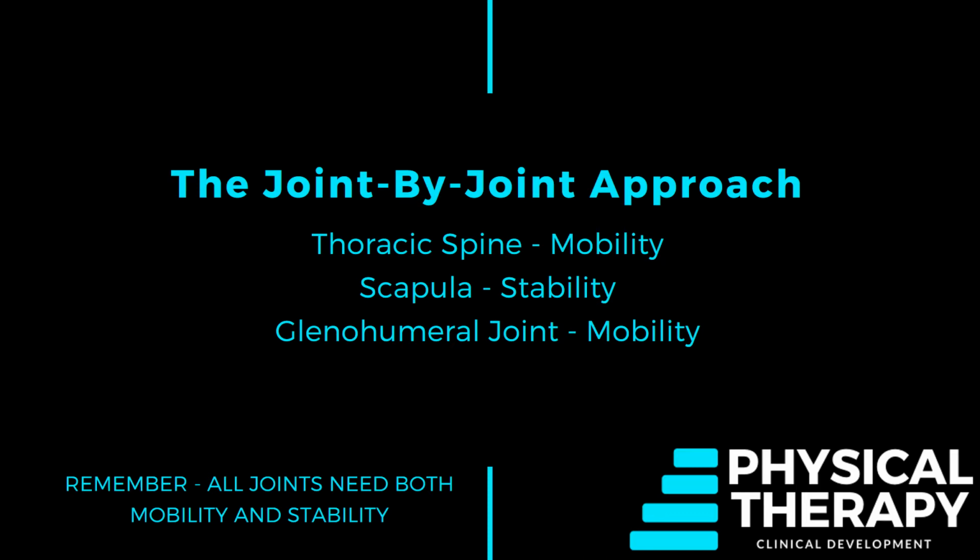Now the first concept I want to talk about is the joint-by-joint approach. The joint-by-joint approach is an example of regional interdependence. And basically, the theory behind it is that the body exists in alternating segments of mobility and stability. Okay? So the ankle is a joint that should be mobile. And if we go up the chain, the knee should be stable, the hip should be mobile, the lumbar spine should be stable, the thoracic spine should be mobile, and so on and so forth. So again, alternating segments of mobility and stability as the primary functional need for these joints.